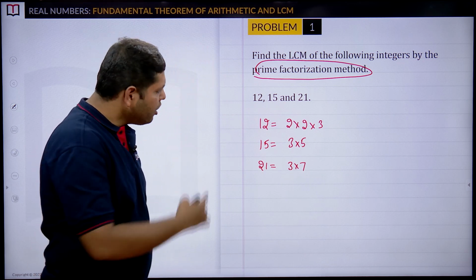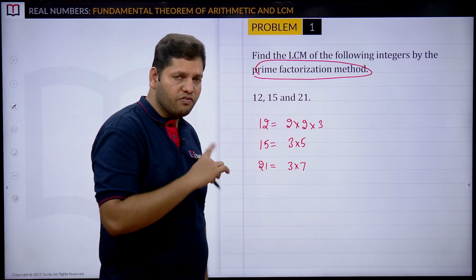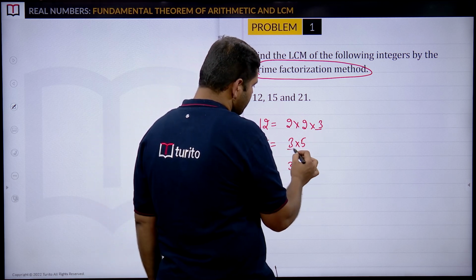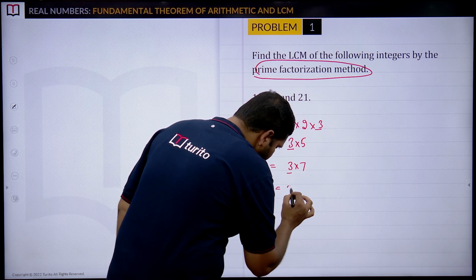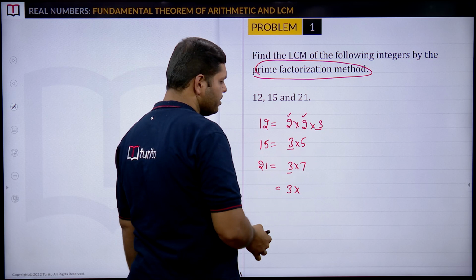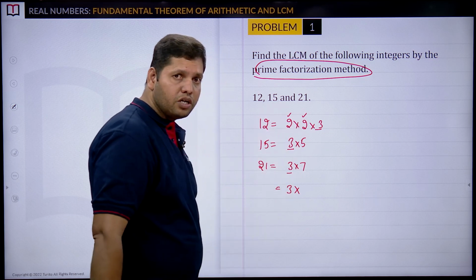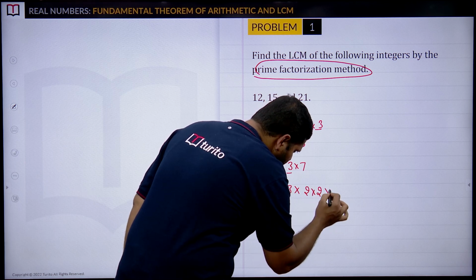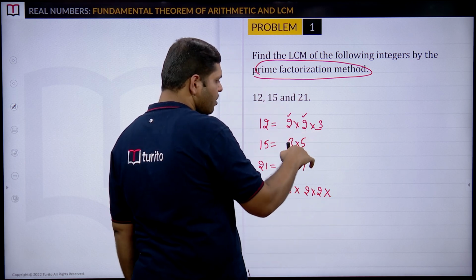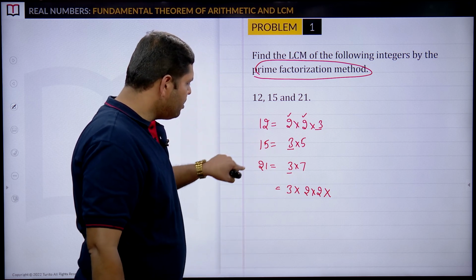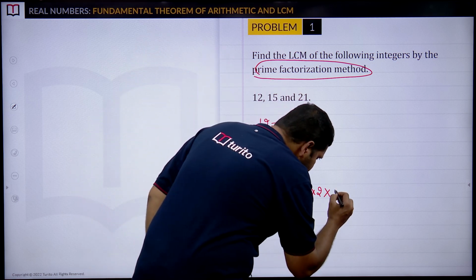Children, first find a common factor. What is a common factor? So 3 is a common factor. So write down the 3. Next, children, here 2 and 2 are present, but they are not present in 15 and 21, even though we have to write 2 into 2. Then children, one more factor is 5. So 5 is present only in 15. It is not present in 12, not present in 21. So even though we have to consider 5.